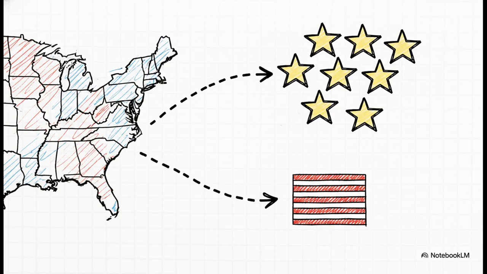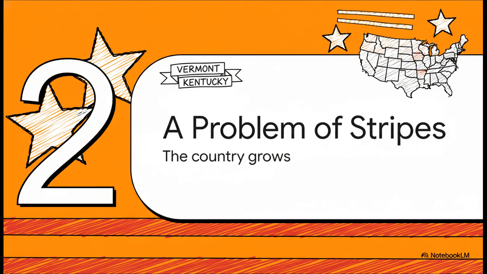The first flag's design, super simple, really direct. It had 13 red and white stripes, one for each of the new states. And then up in the canton, one white star for each of those original colonies. It makes sense, right? 13 states, 13 stripes, 13 stars. Easy enough. And that system worked perfectly for a little while.